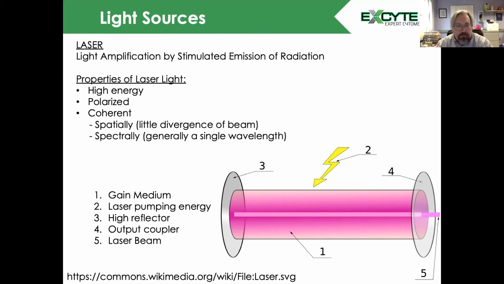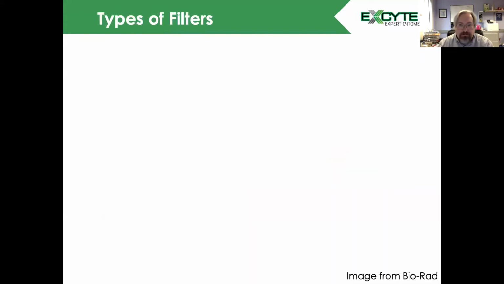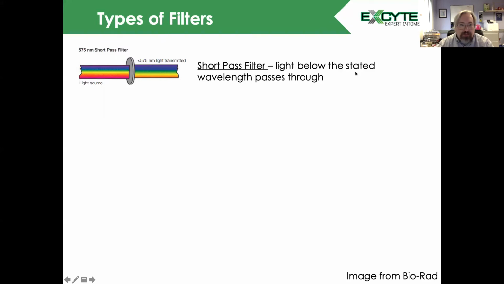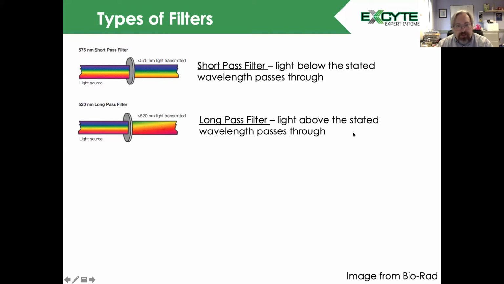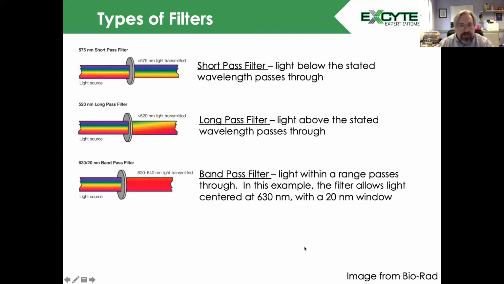Now that we've talked about properties in light sources, let's talk about filters. Filters are important because they help us control where light goes in our flow cytometer. We use things like short pass filters, which allow light below a stated wavelength to pass through. We use long pass filters, which allow light above a stated wavelength to pass through. We also use band pass filters. These allow light within a range to pass through. For example, here we have a 630/20 bandpass filter, which means centered at 630 nanometers with a 20 nanometer window, or in this case between 620 and 640 nanometers, light will get transmitted through this bandpass filter.